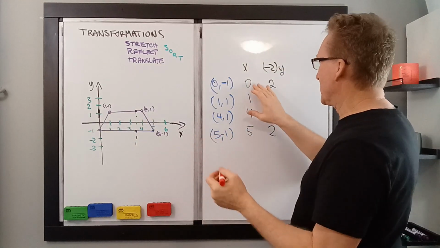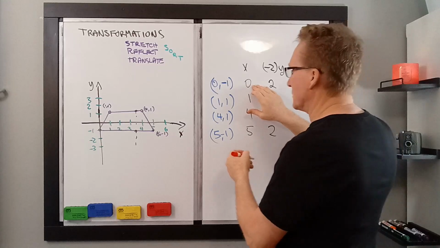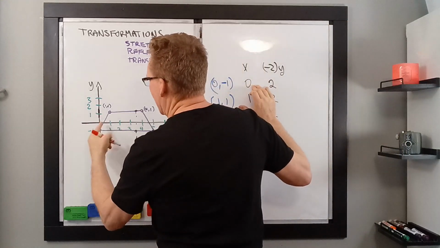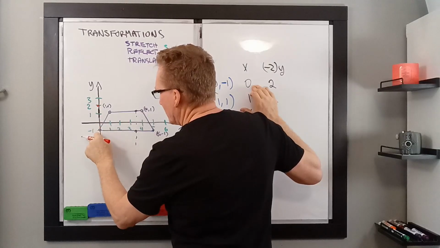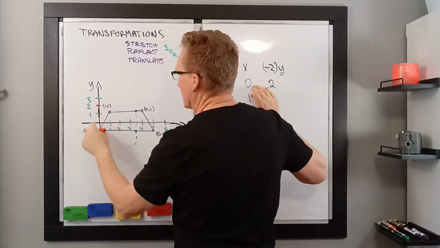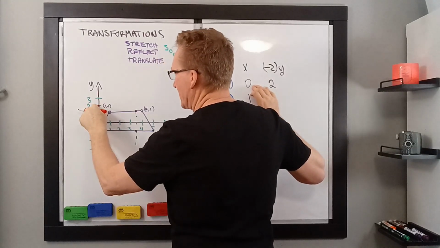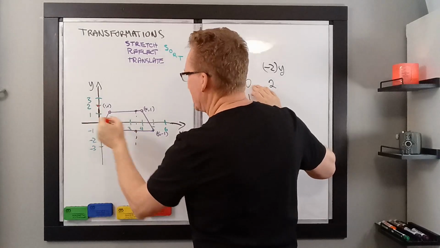Let's use a bright red color for that. We're going to start off with 0, 2. 0 is the x value, and this is 2. Does that make sense? We're taking this thing here, flipping it over to here and then stretching it. Or we're stretching it and flipping, or reflecting, it. So that sort of makes sense for that one.